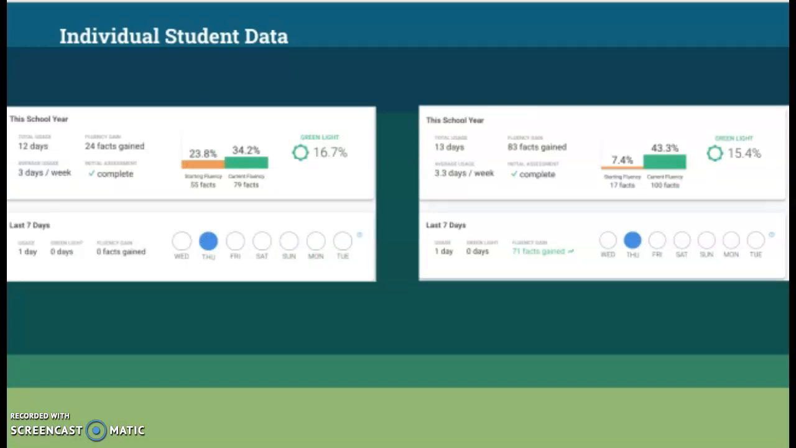Some more student data. You can look and see how far they've grown from the beginning. So obviously both of these students started at different places when we first started this, and they're both making gains. This one a little bit more than this student here. It just could be because the student on the right is able to log in more and has more time working with Reflex, because you can see this student on the left, they haven't had any facts that they've gained, whereas this student has gained 71 facts, which is great.